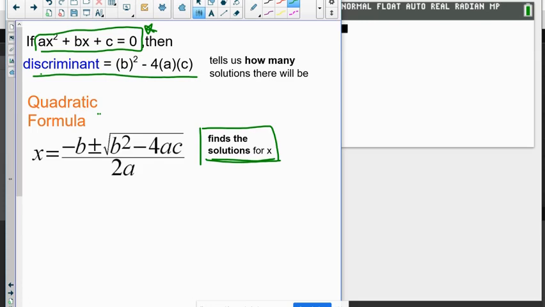Okay, sometimes factoring doesn't work. It's a great method. It's fast. It's useful for a lot of things, but it doesn't always work. Quadratic formula will always work. Let's look at a couple examples.